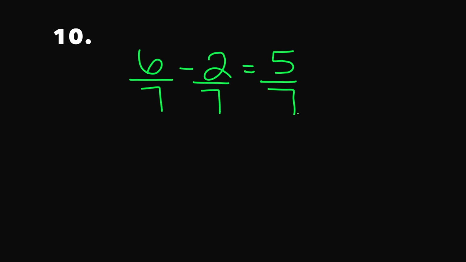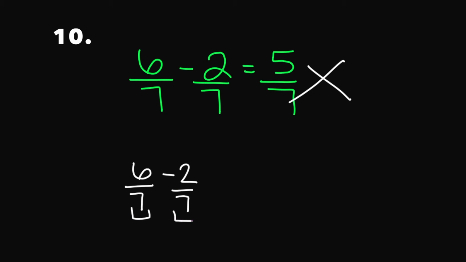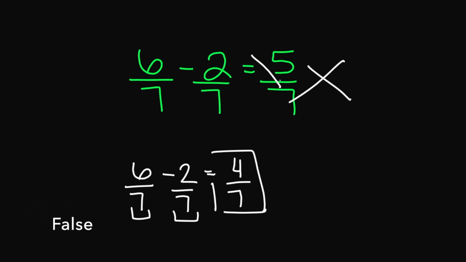And this is false. If you have 6 over 7 minus 2 over 7, since my denominators are the same, I'm going to subtract my numerators. So 6 minus 2 is going to equal 4, and that's going to be over 7. So 6 over 7 minus 2 over 7 equals 4 over 7, which makes this statement false.